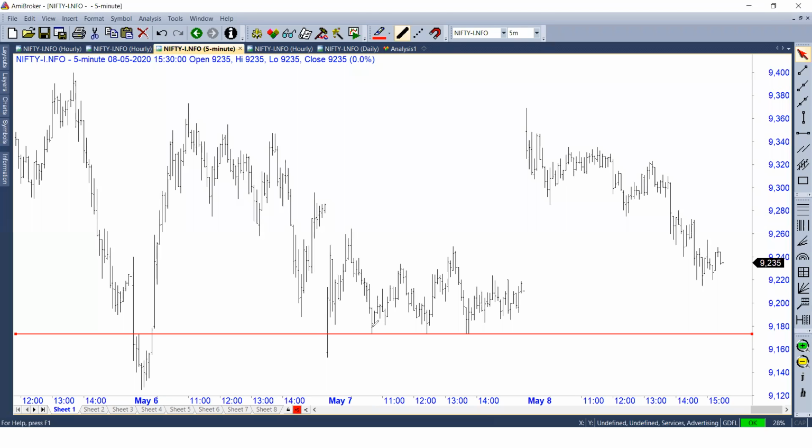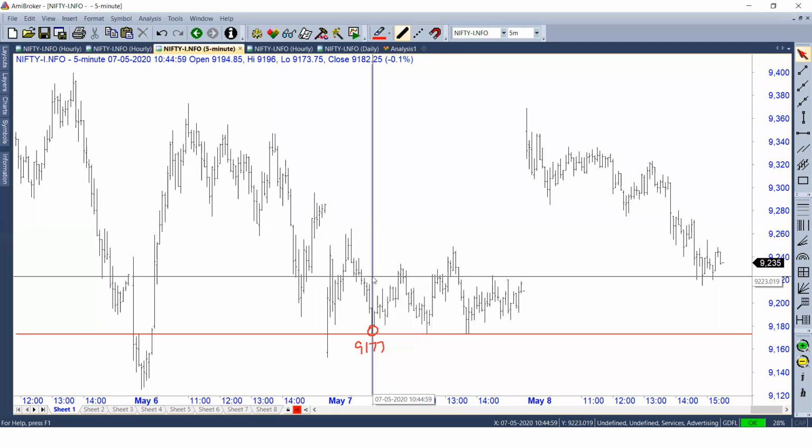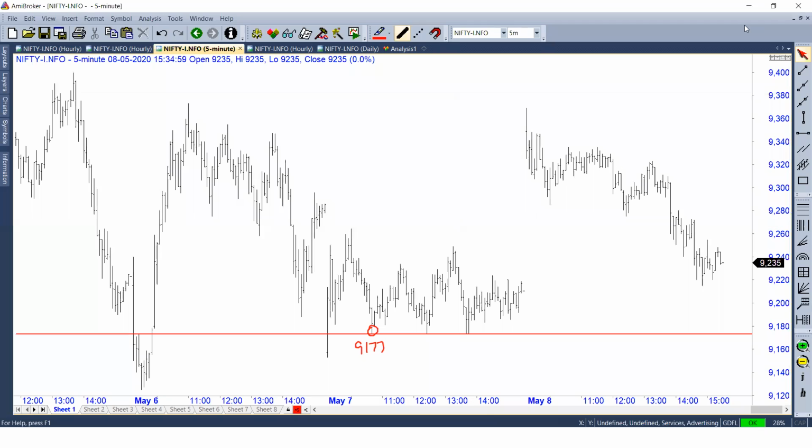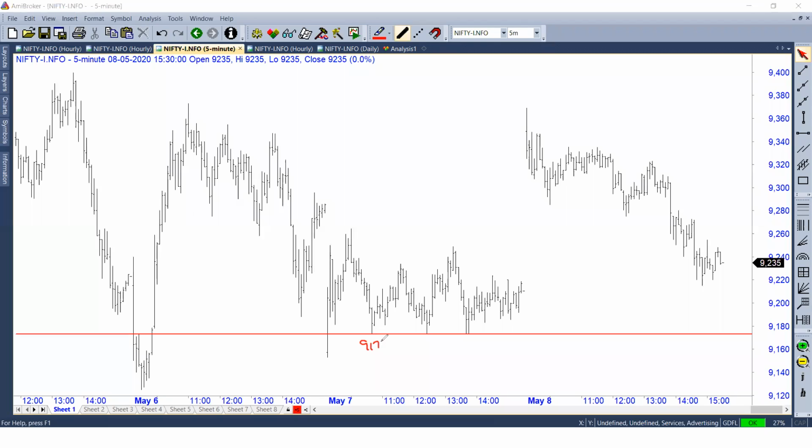This low, what was that low? I think somewhere around 9177 or something. Let me check to be very precise. That low is exactly 9173. To be very precise, 9173.75. Again here, not only once, there's one more time, 9173. One more, two more times, exactly 9173.